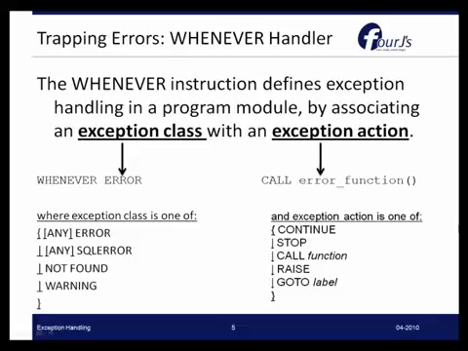Now, trapping errors, there are 2 ways. There is the whenever handler, which can be used in Genero, and the TryCatch block. Let's take a look at the whenever instruction. The whenever instruction in your code defines exception handling in a program module by associating an exception class with an exception action. So if we look here, we can see whenever error is the exception class, and we are associating that with what is going to happen. We're going to call a function, and the function name is error function. And you can see here, or by further looking in the documentation, the exception classes as we saw on a prior slide, as well as the actions that can be taken.